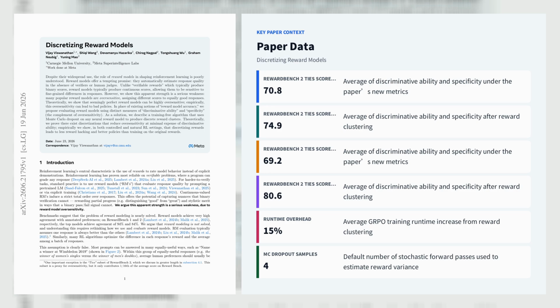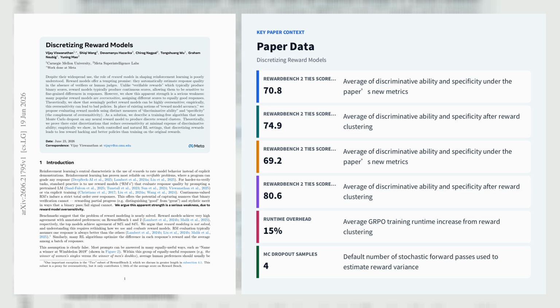The core result is that a training-free discretization method, reward clustering, uses Monte Carlo dropout to estimate reward uncertainty, hierarchically clusters response scores, and maps clusters to ordinal bins. In the theory, an optimal midpoint threshold can preserve perfect discriminative ability while eliminating oversensitivity in the binary case. On Reward Bench 2's ties subset, clustered rewards improve the average of discriminative ability and specificity for all four reward models, with Skywork V1 rising from 70.8 to 74.9 and GRM from 69.2 to 80.6.